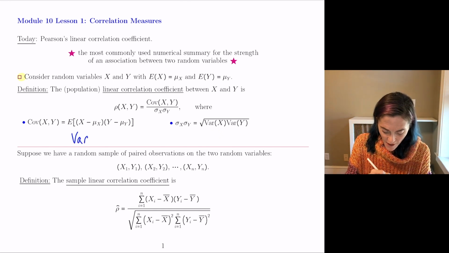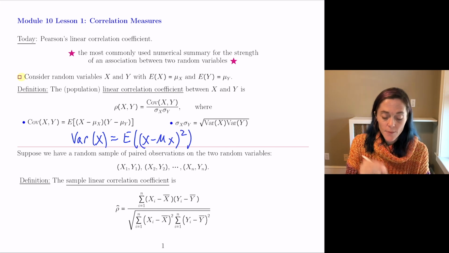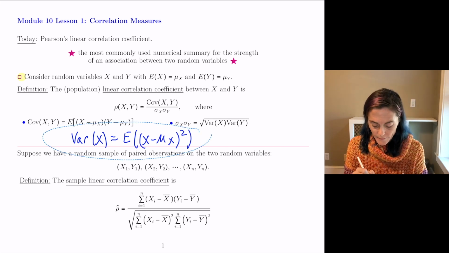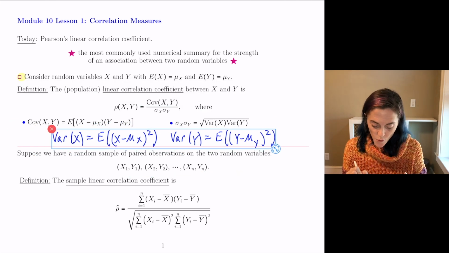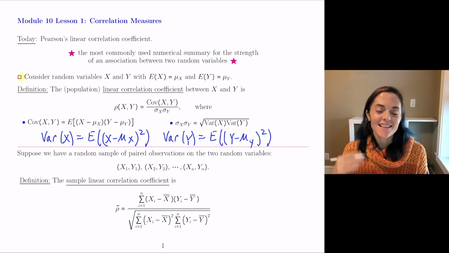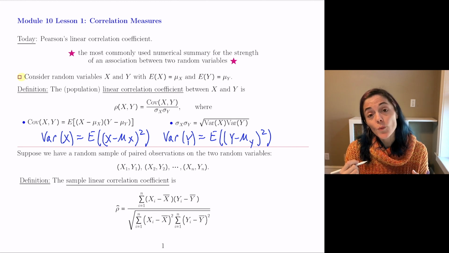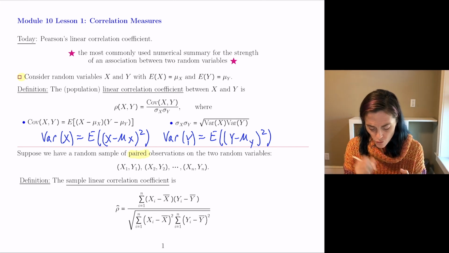Moreover, you might recall the variance of x, you could write as the expected value of (x minus mu x) squared, and similarly for the variance of y. For both of these, we had a shortcut if we were calculating by hand, but in any case, this is a recollection of these formulas.